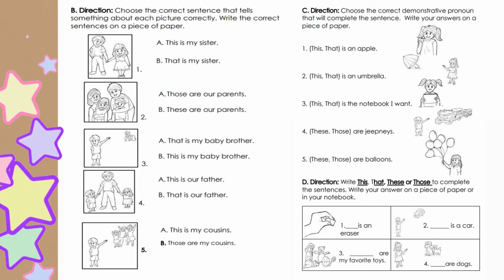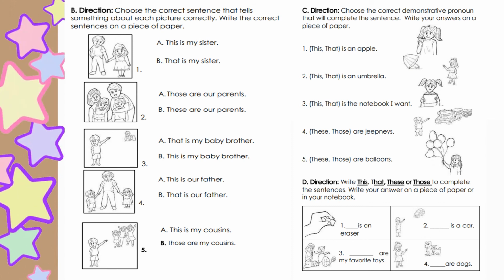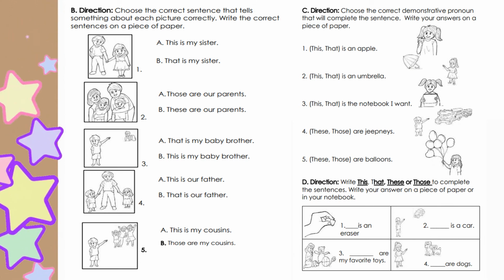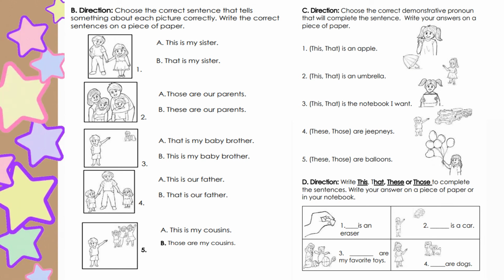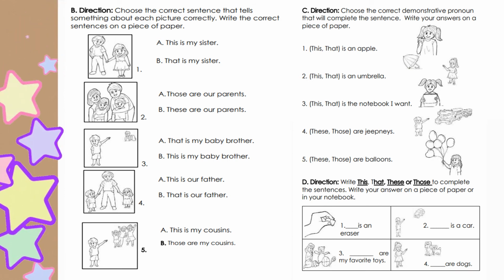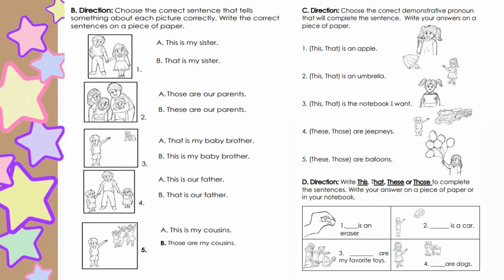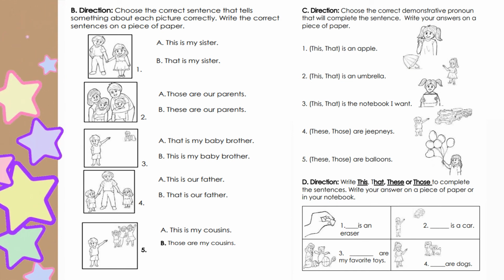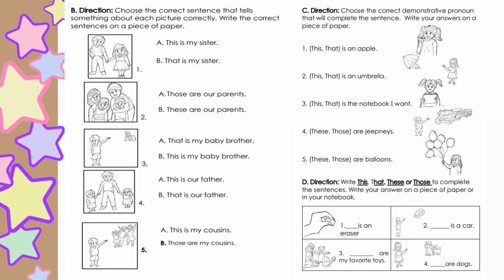Write this, that, these, or those to complete the sentences. Write your answer on a piece of paper or in your notebook. Number 1, blank is an eraser. Number 2, blank is a car. Number 3, blank are my favorite toys. Number 4, blank are dogs.